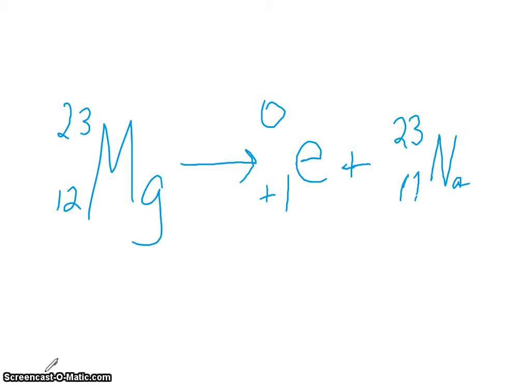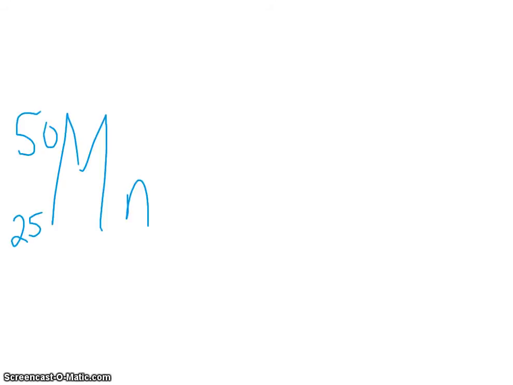Let's now try an example of positron emission. We're going to use manganese-50. Notice I said manganese, not magnesium. Please pause your video now and write the nuclide symbol for manganese-50. Your symbol for manganese-50 should look like this.